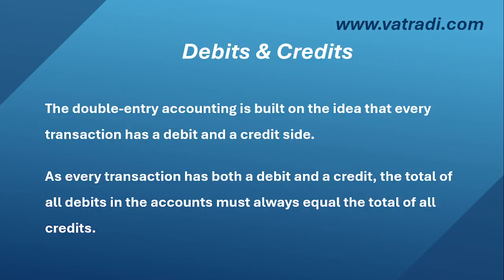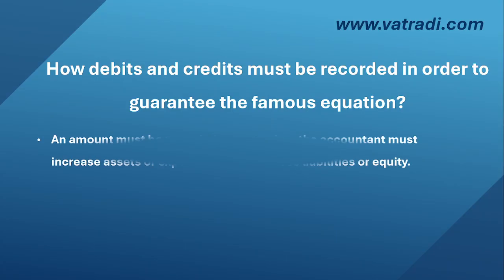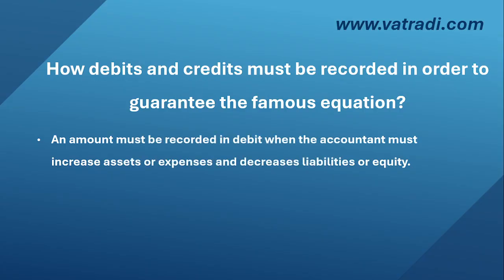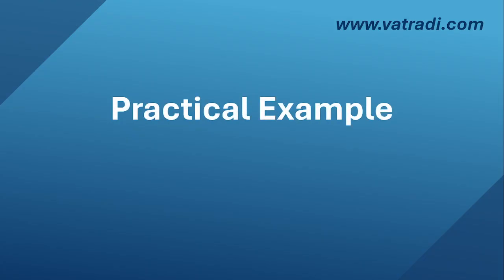Not only that, in order to guarantee the famous equation assets equal liabilities plus equity, the transaction must follow the indications from the double entry accounting system. So an amount must be recorded in debit when the accountant must increase assets or expenses and decrease liabilities or equity. An amount must be recorded in credit when the accountant must increase liabilities, equity or revenue and decrease assets or expenses. And I'm going now through the practical example that I prepared for this presentation.